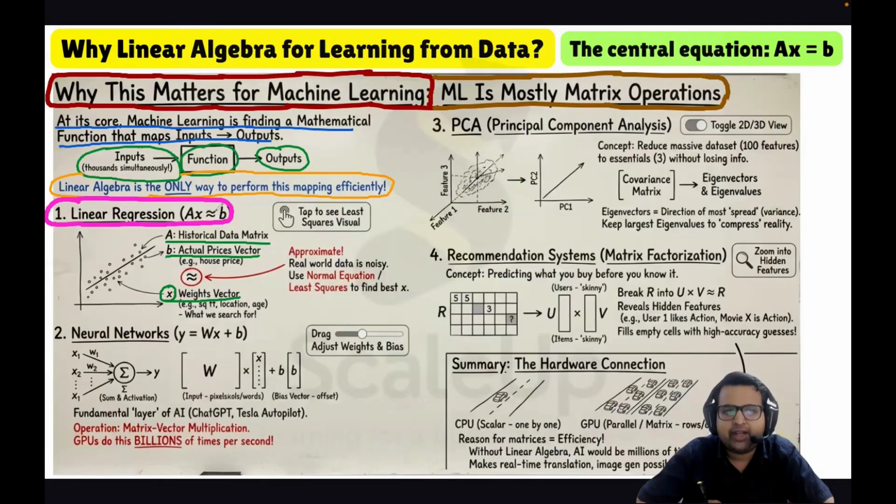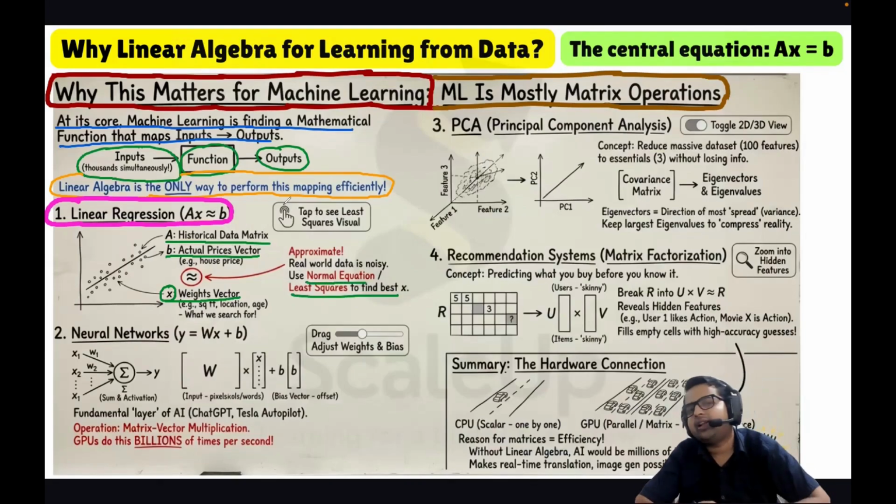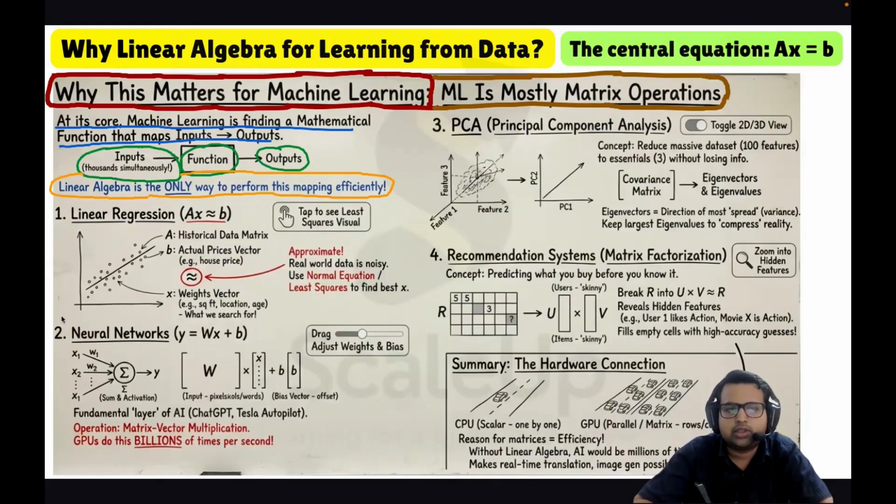And why are we writing approximately equal and not equal? Because in the real world the data is noisy. We use the normal equation or least squares to find the best x. So now it's very clear that linear regression makes use of the equation Ax = b. Similarly, neural networks make use of the equation y = Wx + b, which is a form of the central equation Ax = b.